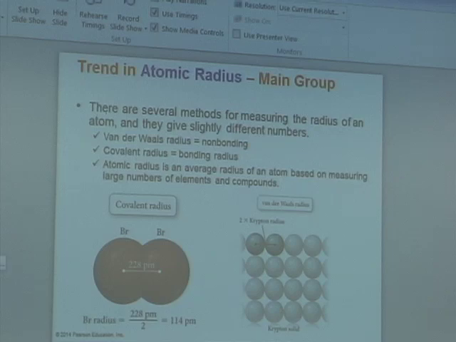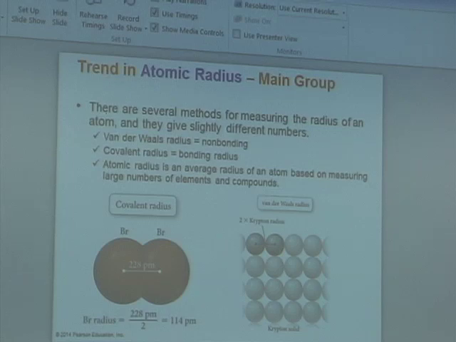What is the trend in atomic radius? What happens to the radius as you go from the top to the bottom of the group? It increases, and as you go from left to right, it increases. So make sure you know that, right? So if you have a periodic table, you arrow up, arrow down as it increases the radius, right? And then as you go from left to right, what is it also?